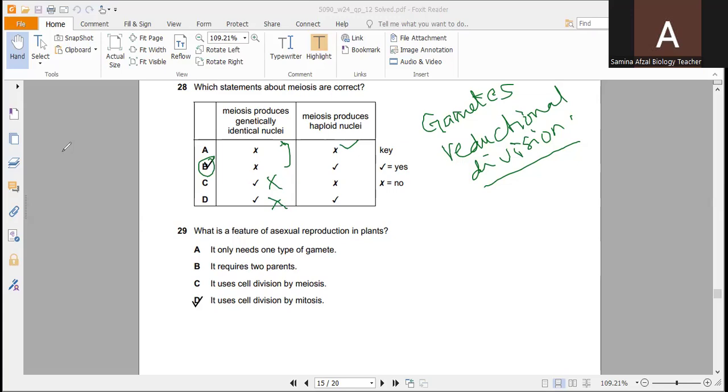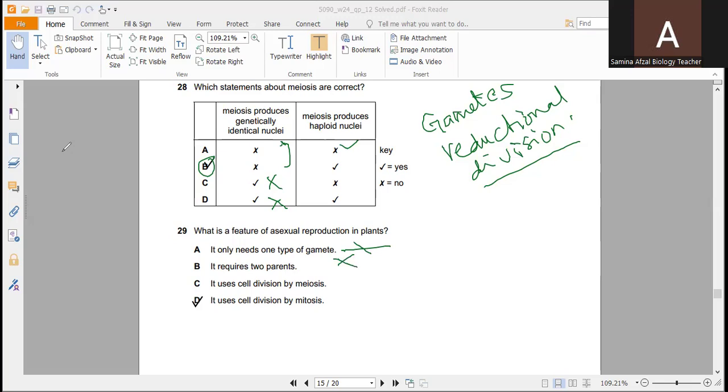What are the features of asexual reproduction in plants? It only needs one type of gametes, not gametes. Asexual reproduction is a vegetative type of reproduction, which can take place from any part of the plant. So there is no need of gametes. It requires two parents? It is not sexual reproduction.